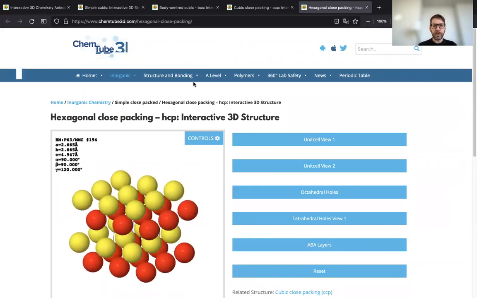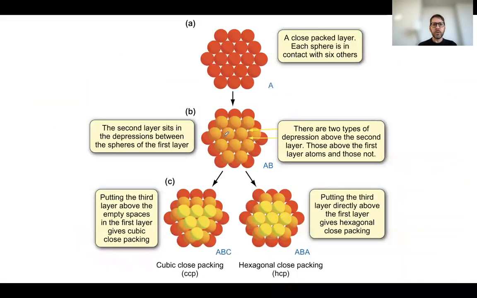Okay, all right. So in summary, we can see that we can arrive at these two very important structures: cubic closed packing and hexagonal closed packing, by considering this stacking of layers containing a closed packed arrangement of spheres.